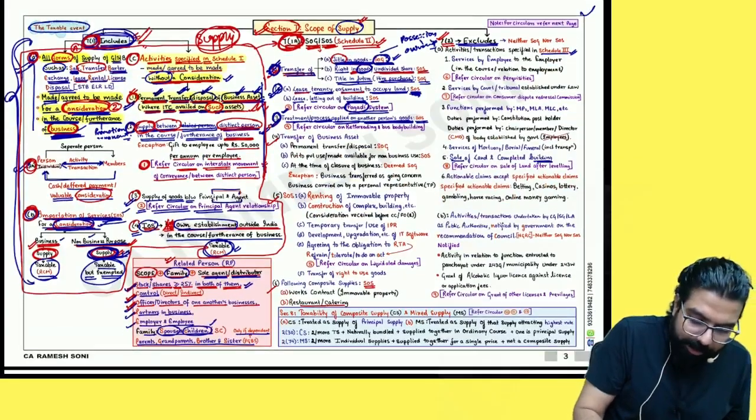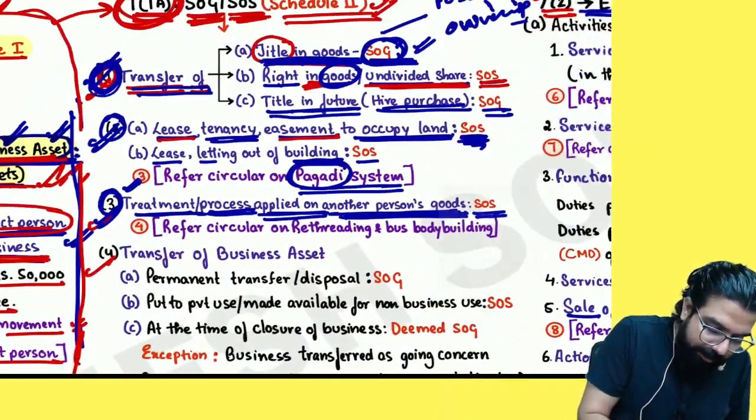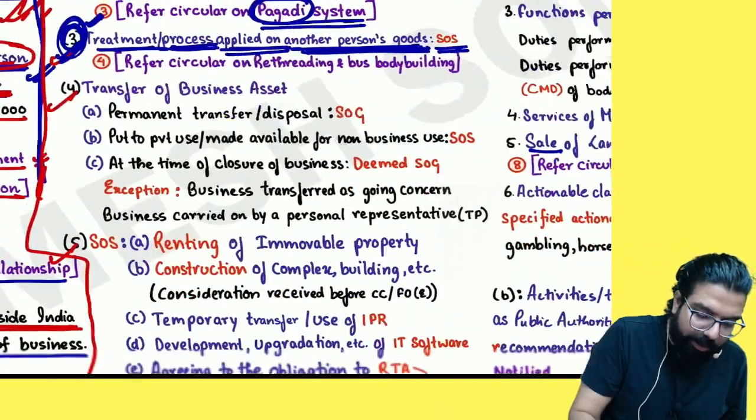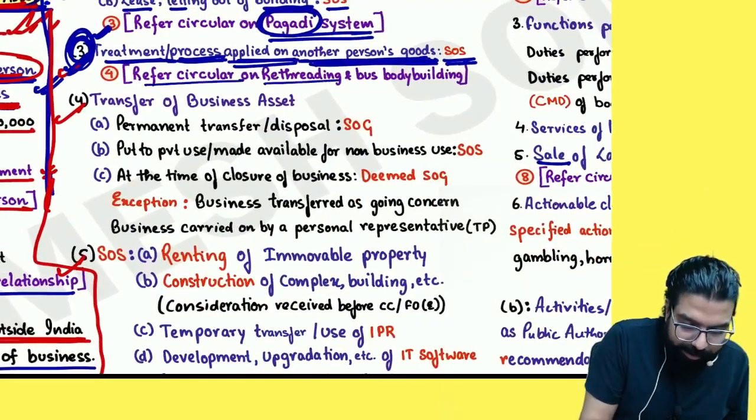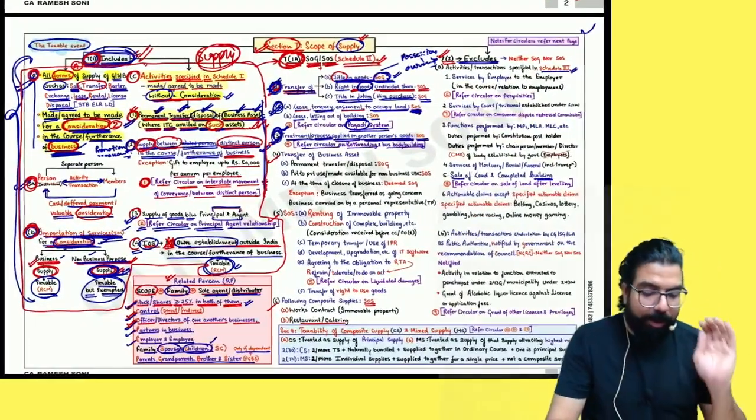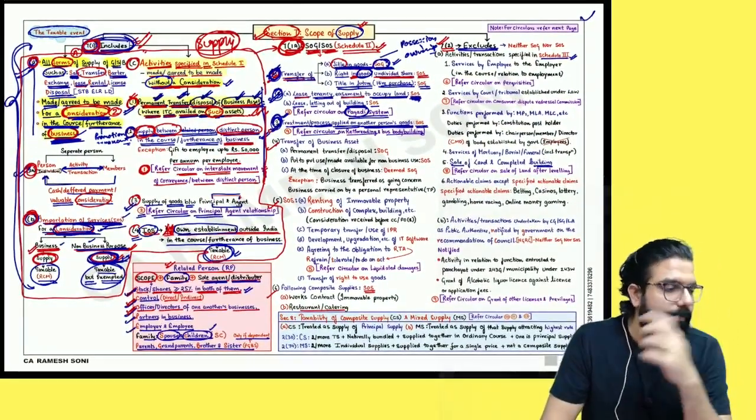See, Baba, see the first, second, third. Tell me if you are clear. Only then we go ahead. See all the three, everyone. There is a circular on rethreading and bus bodybuilding, which I have explained. Please see all the three, everyone.